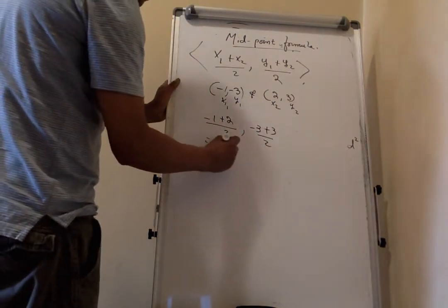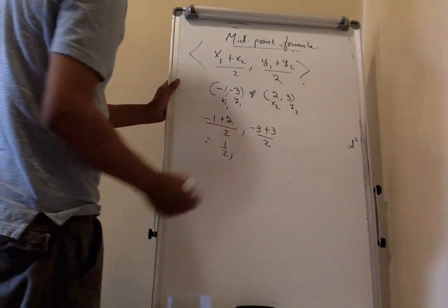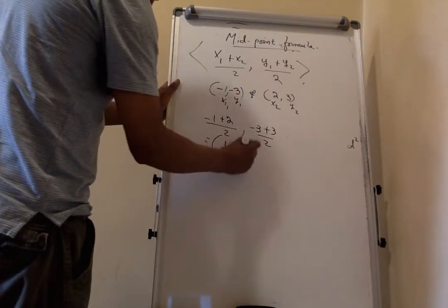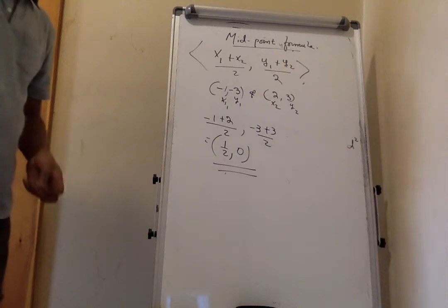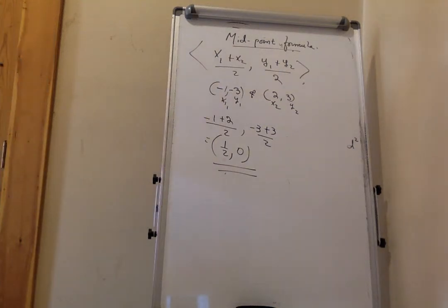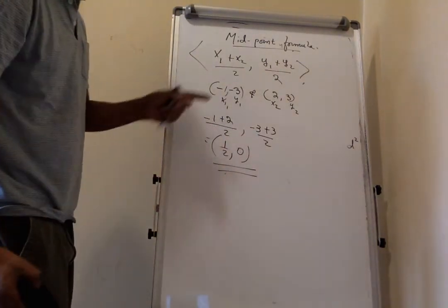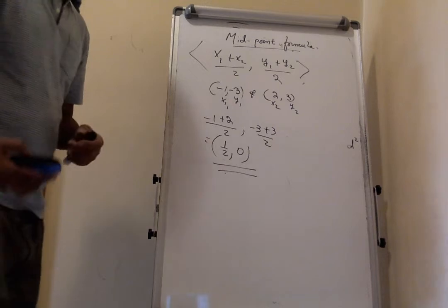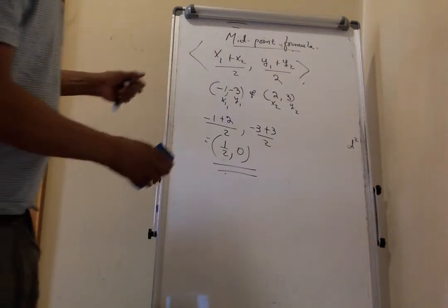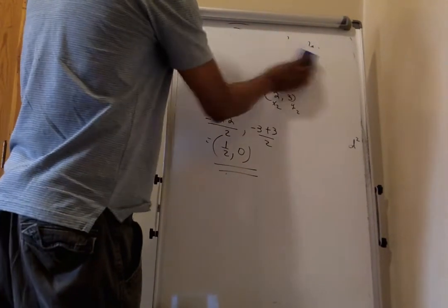-1 plus 2 gives you half. -3 plus 3 is 0, 0 over 2. So the midpoint for the x is half, and for y is 0. Okay. So halfway between -3 and 3 is 0. Halfway between -1 and 2 is positive half. Okay, I think that takes care of this.